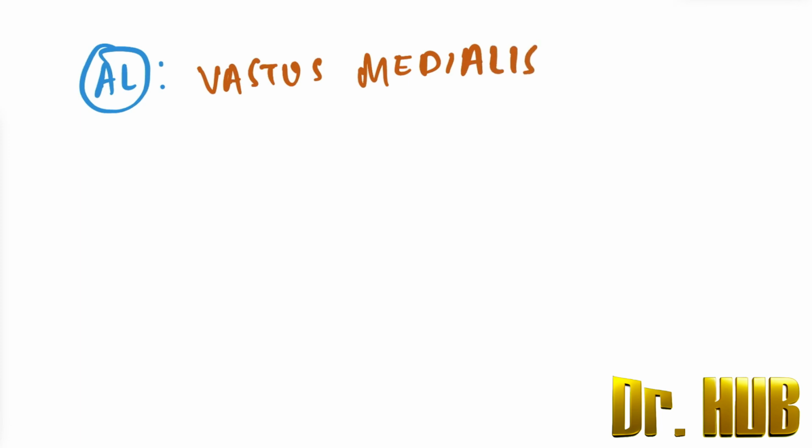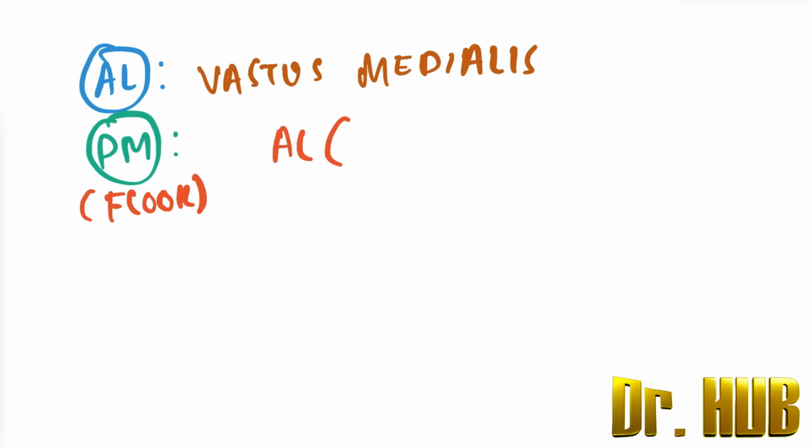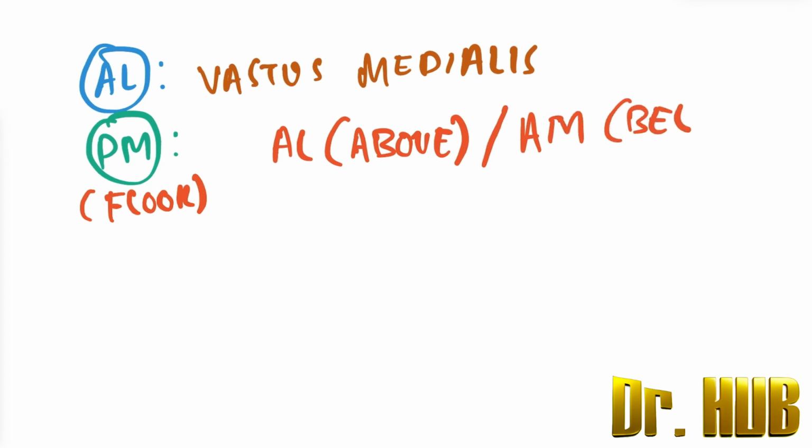Then comes the posteromedial. So PM, that is the posteromedial, there is the floor. So what does it contain? It contains the adductor longus, and adductor longus will be present above, as well as the adductor magnus, AM, adductor magnus, will be present below.